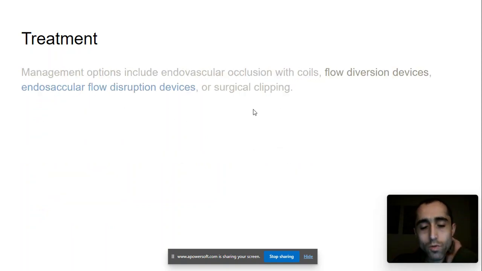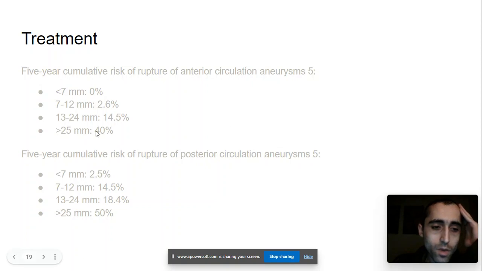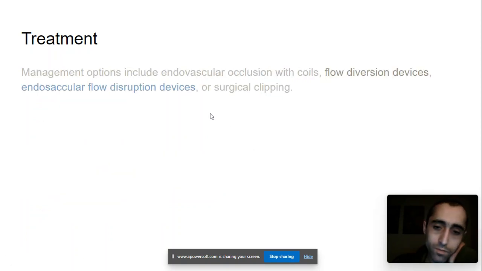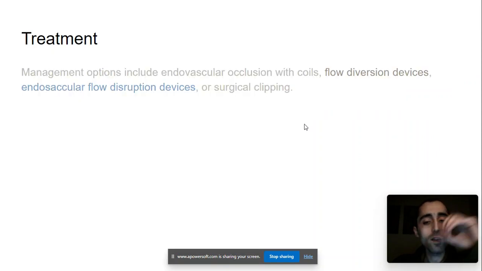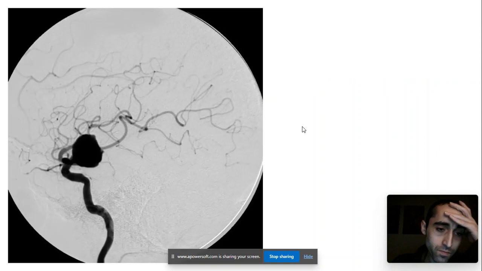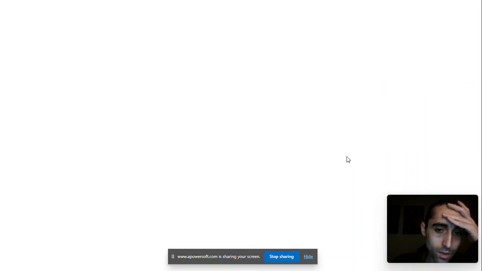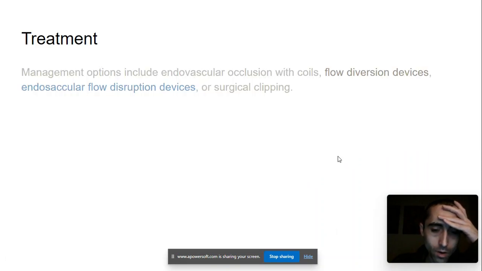Those are the treatment options if you want to treat, for example, if it's a giant aneurysm, but if you want to observe, if it's under 7 mm. Anyway, those are the options for management. You can do endovascular coils, surgical clipping, and so on. I won't get into it. Now this is a DSA. You can see here an aneurysm, and okay, this is it.